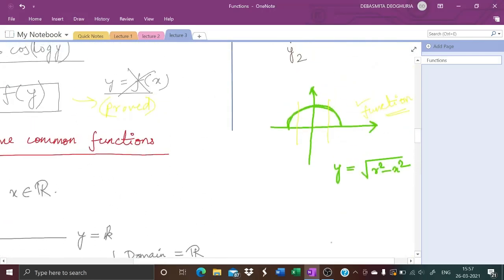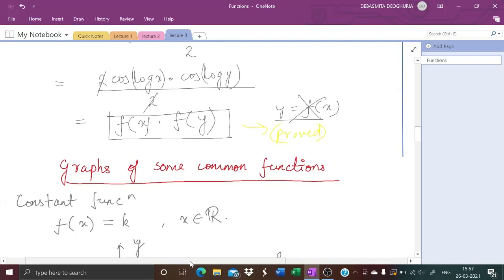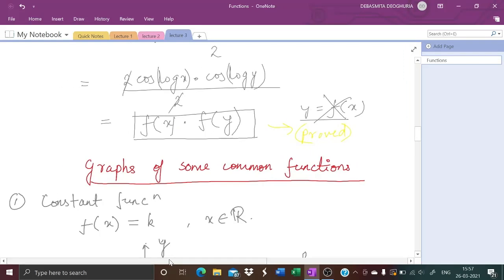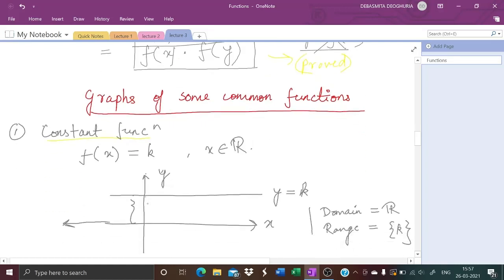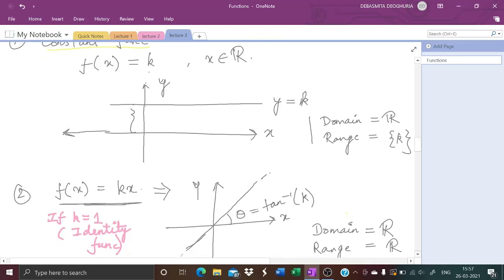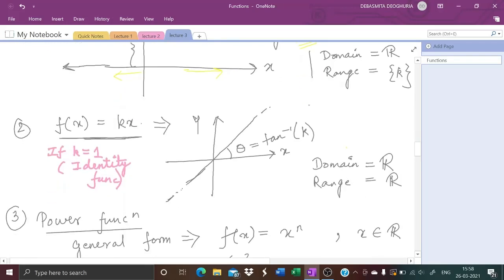Okay, so now we will be doing graphs of some common functions. You can see from the graph that these graphs are functions, because if you draw a line parallel to the y-axis, it will cut the graph at only one point. See, the first is a constant function. Constant function is a very simple function which is f of x equals to k, any constant, and k belongs to R, any natural number, any real number. So that would be a line parallel to the x-axis, very easy. And the domain would be any real number, and range would be only k, because whatever value of x you put in your function, whether positive or negative, you will get y equals to k. So range is k, a singleton set.